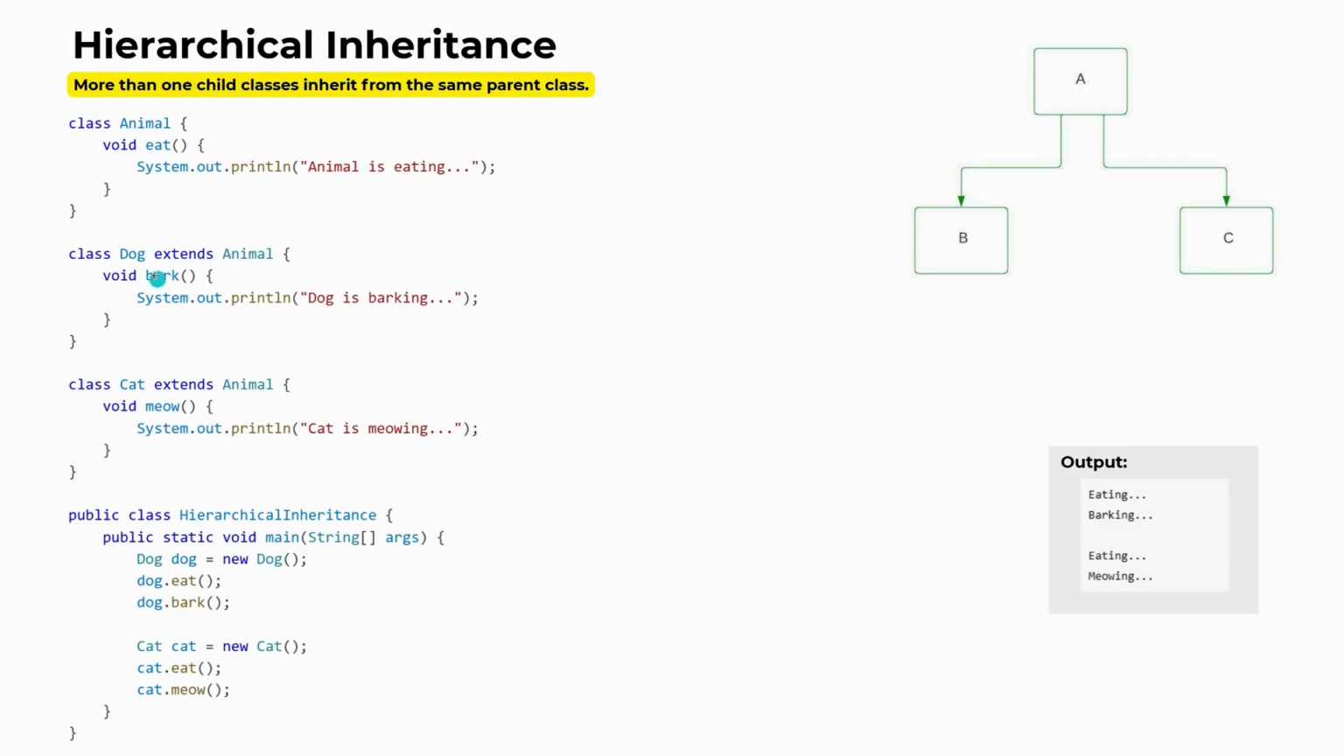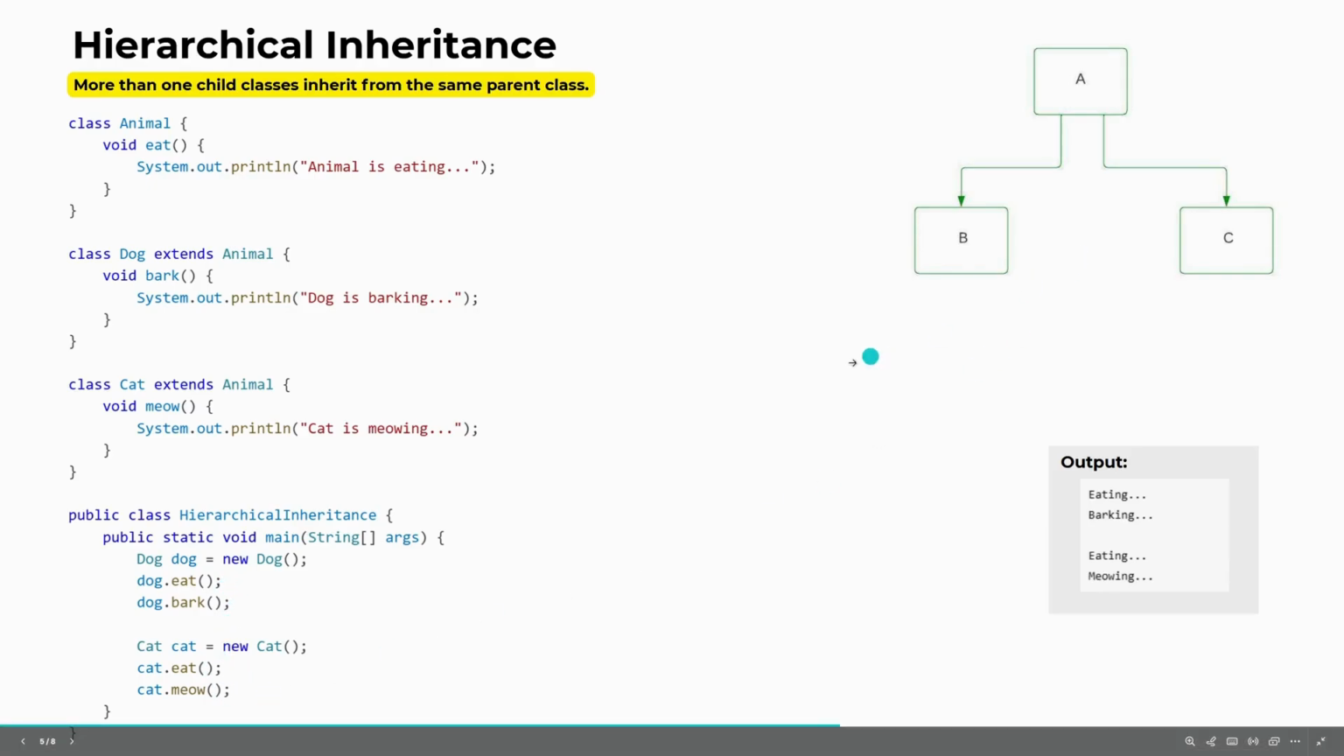So if I create an object for this dog class, I can use this bark method and eat method because dog is extending animal. I cannot use this meow method. But if I create an object for this cat, then I can use meow method and eat method. The output of this program would be eating, barking, eating and meow. First this eat method will be executed, then bark according to this, then eat method and this meow method.